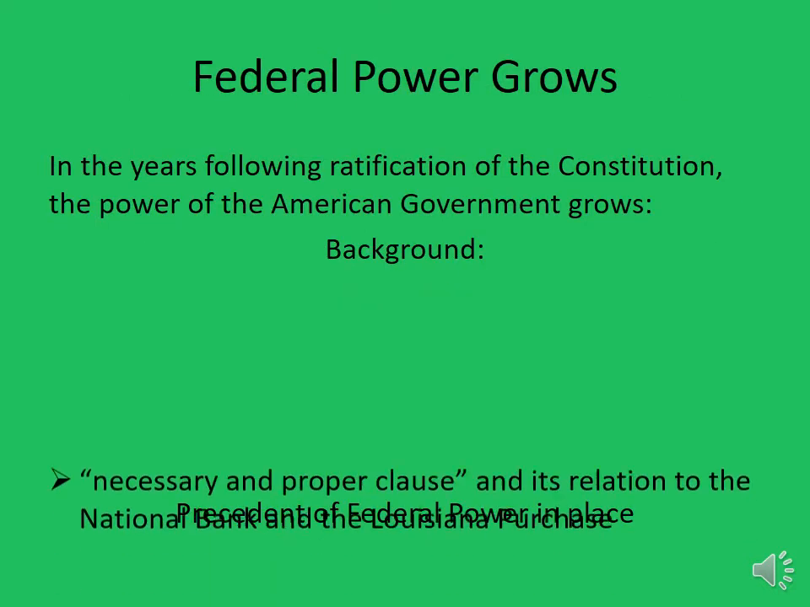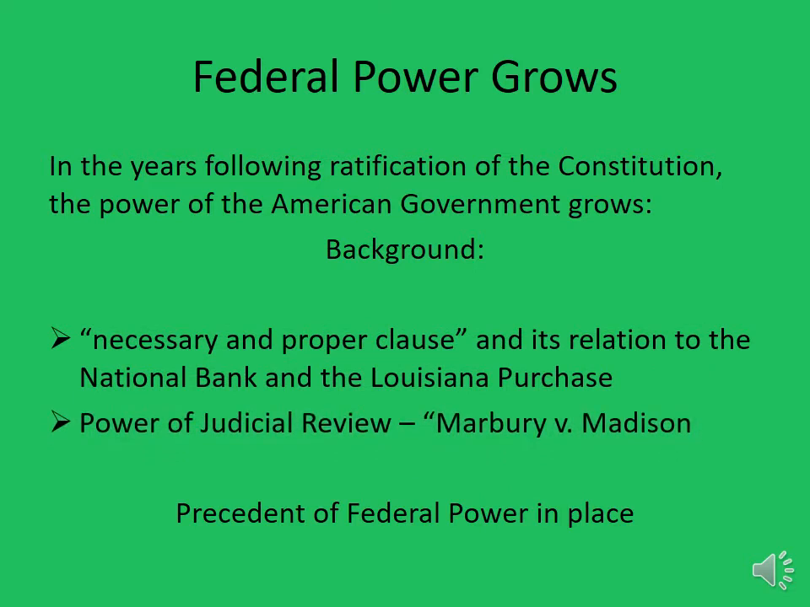Federal power grows. In the years following the ratification of the Constitution, the power of the American government grows. A little bit of background about this. We have what is called the Necessary and Proper Clause in its relationship to the National Bank and the Louisiana Purchase. So basically, there is a clause in the Constitution that says that Congress has the ability to do things that are necessary and proper, and that might not be stated in the Constitution.